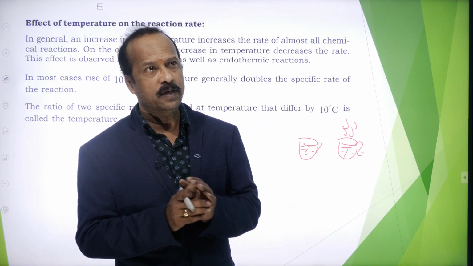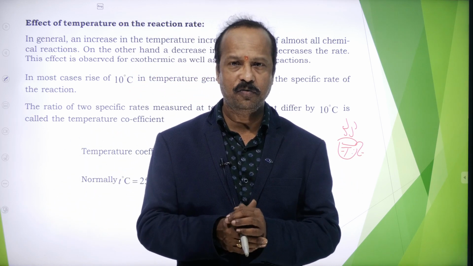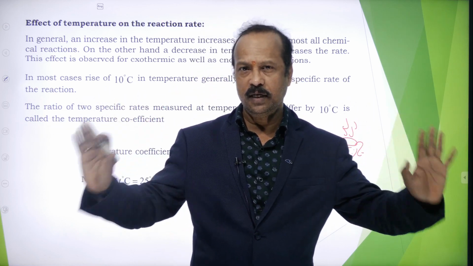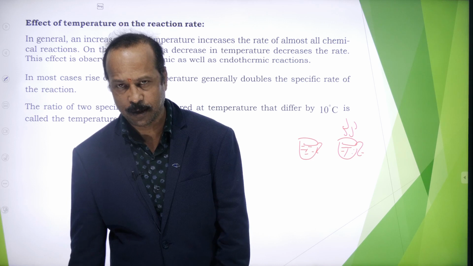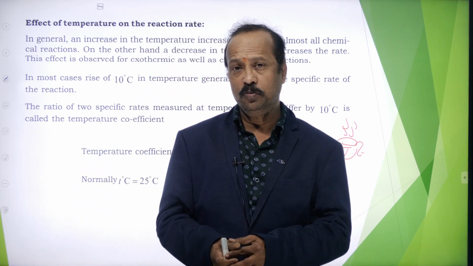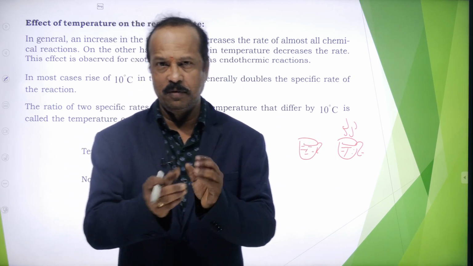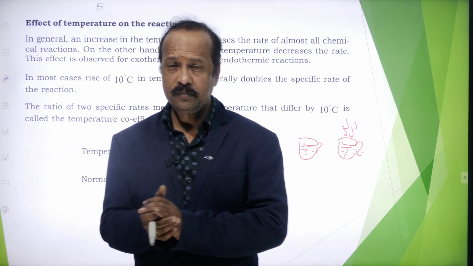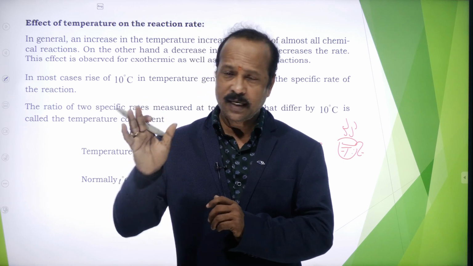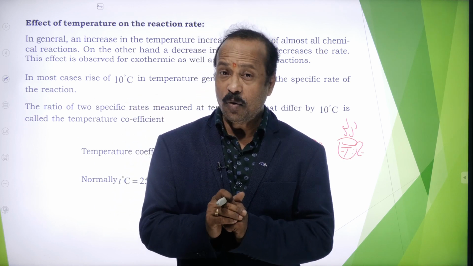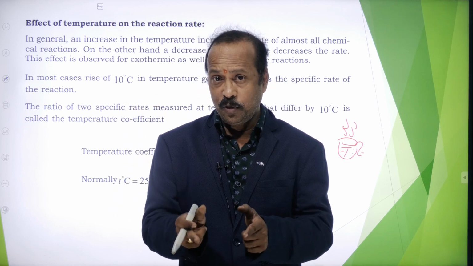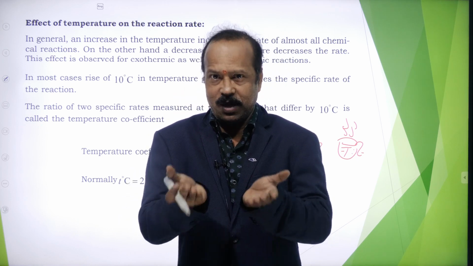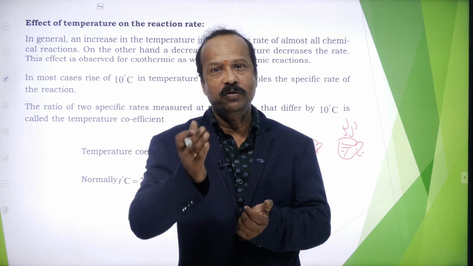For example, one reaction is taking place at 25 degrees Celsius. 25 means what? A normal temperature. Our room temperature we generally consider as 25 degrees Celsius. Now at this room temperature, I am doing some experiment, and the complete reaction takes a certain time, we can call it T. Now what I am doing is the same reaction at 35 degrees Celsius. Means here I am increasing the temperature from 25 to 35 degrees.